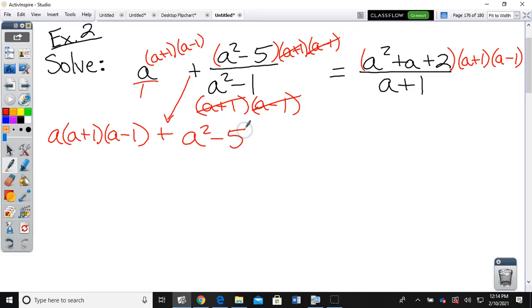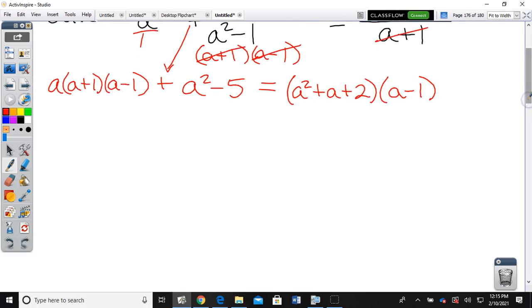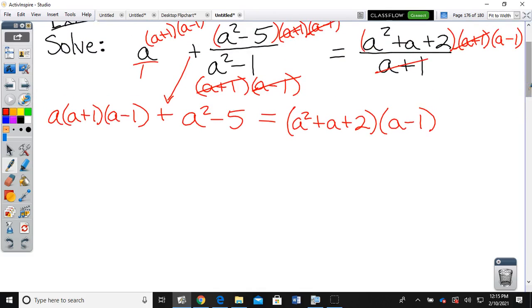A squared minus 5 equals. On the right side of the equals, what cancels? A plus 1. So I'm left with a squared plus a plus 2 times a minus 1. And now, no more fractions. Okay? You have to multiply, FOIL, and multiply it out, and get a's by itself, and solve it.